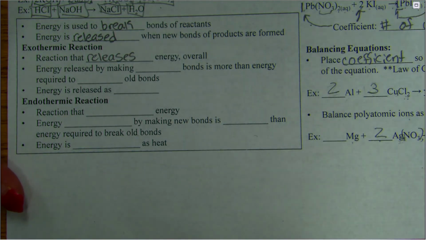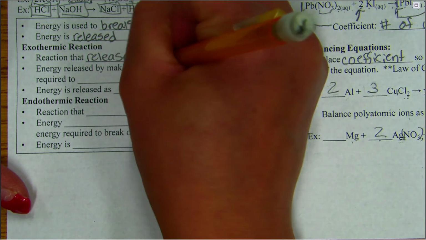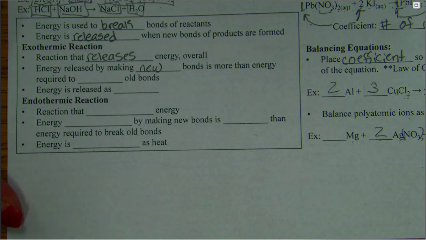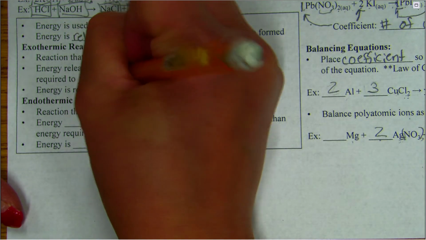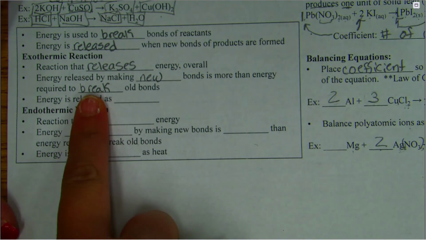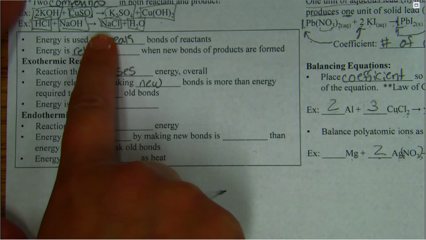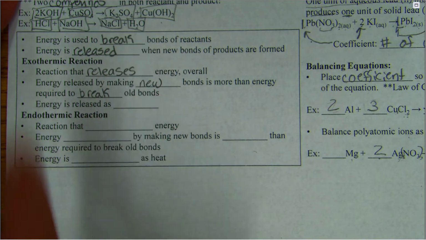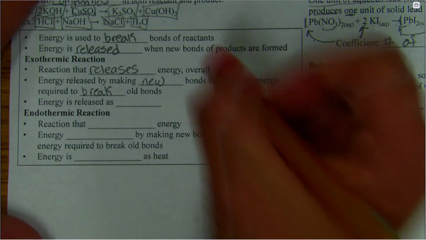Energy released by making new bonds is going to be more than the energy required to break the bond. So even though we're using energy to break a bond, the energy to make bonds that is released is more. So we have an overall net release of heat.